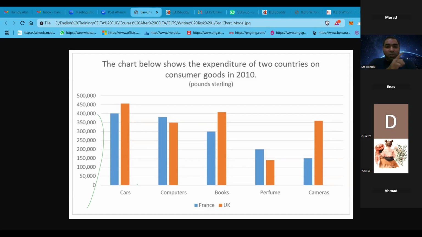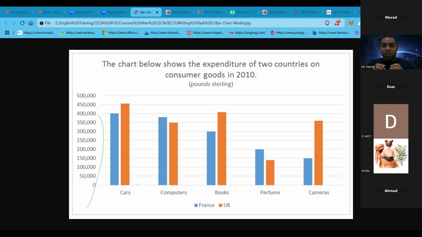That's great. But can you see what's written here on the screen? The chart illustrates what? Okay, two countries, so I start with comparison. We can say the bar chart illustrates the spending patterns. Cameras have a gap between the two countries, so I can start with it.